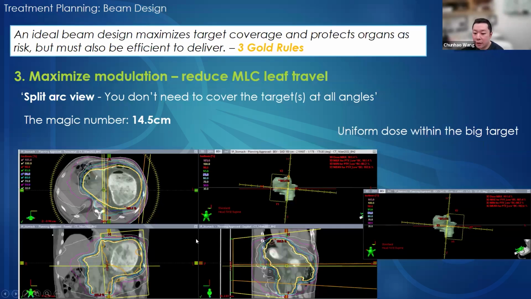So this is another example of a whole stomach treatment. We use two arcs, again, left split and right split. Putting them together, we are able to achieve a very uniform dose distribution within the targets. For such a big target, you see our 3D maximum is only 107.4%, which is actually very uniform, and you see a minimum of 105%.